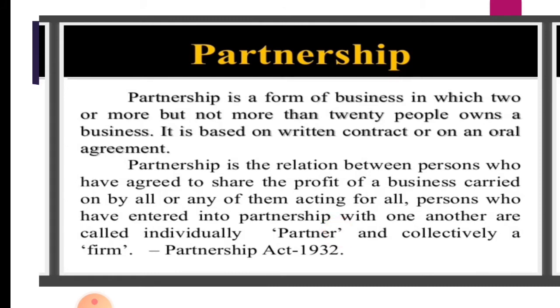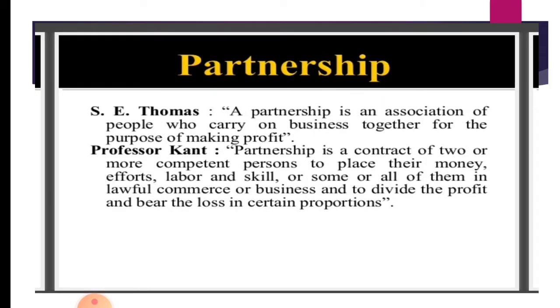The members who enter into a contract in a partnership firm, individually they are called partners and collectively they are called a firm. This is the definition given by S.E. Thompson and Professor Kent. A partnership is an association of people. Association means a combination or a collection of people who carry on business together for the purpose of making profit. So together they make the business.